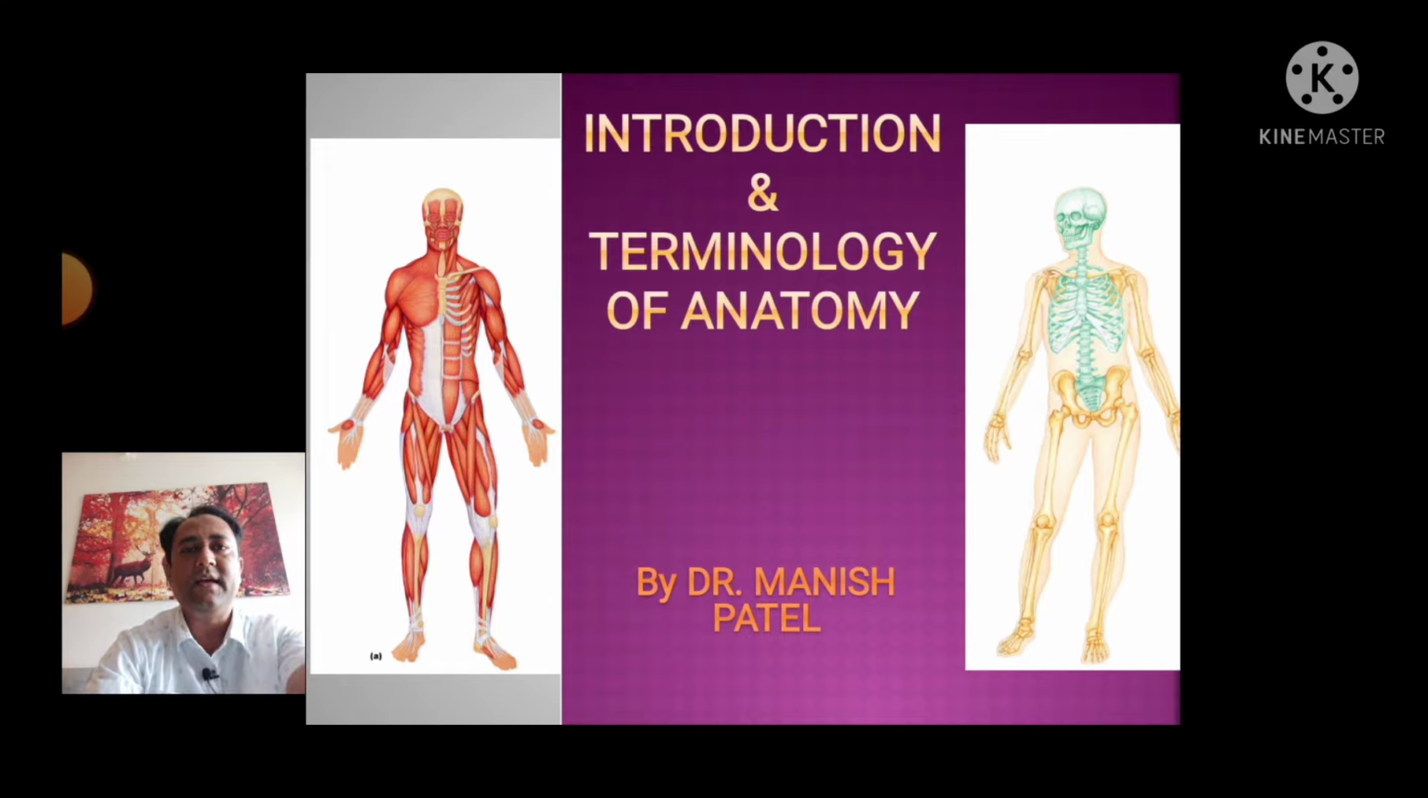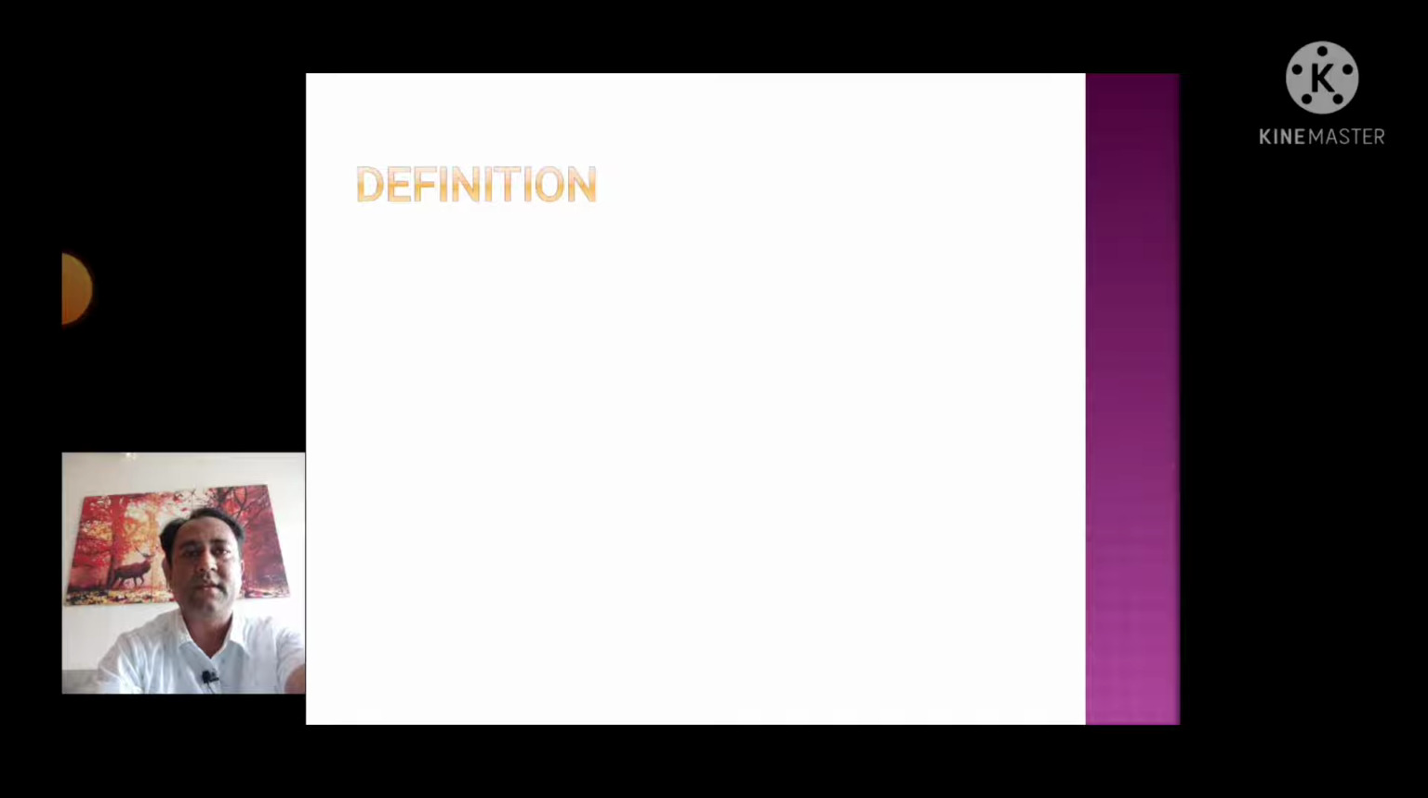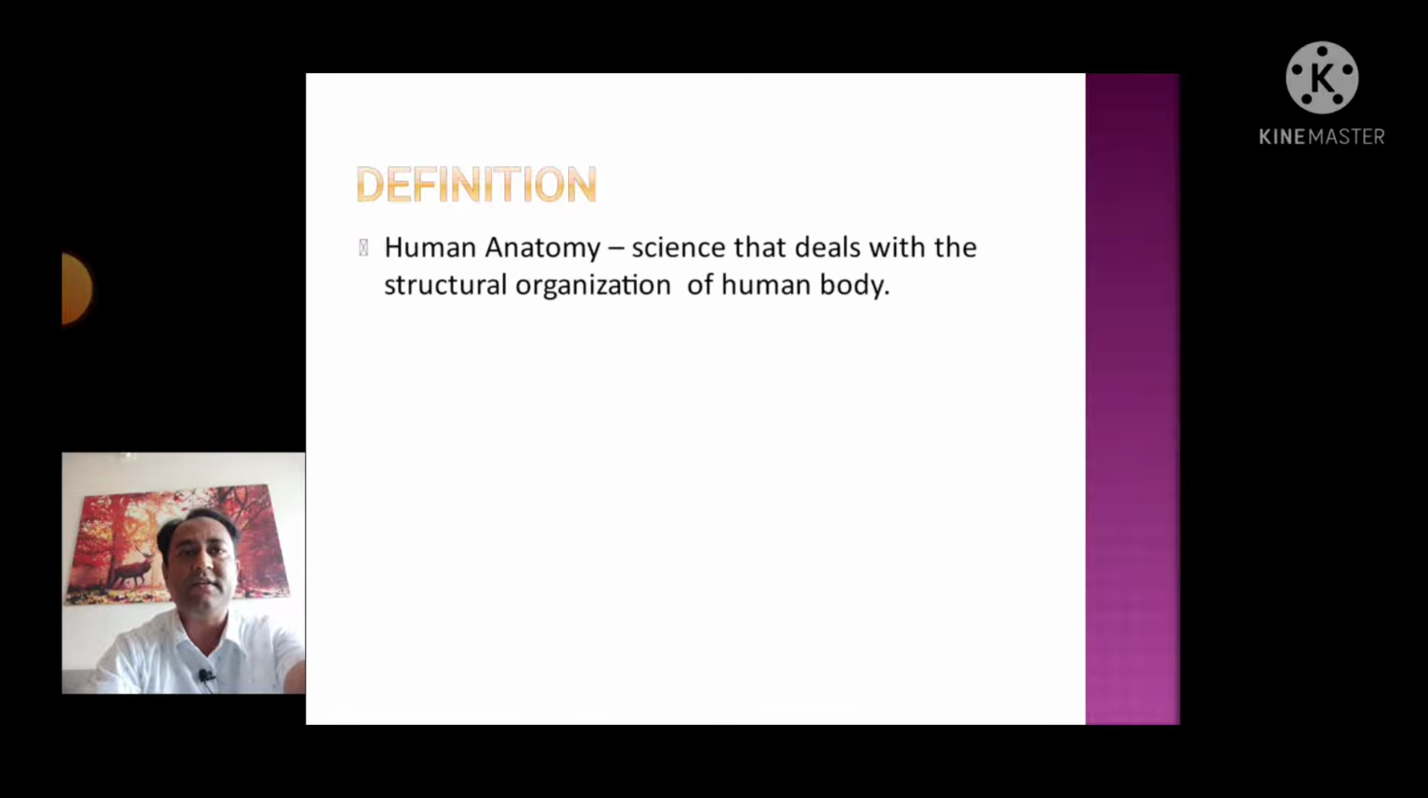First of all, definition of anatomy. The definition is very simple. It is the science that deals with the structural organization of human body, internal or external. It is the structure of the body and science that deals with that structural organization. Okay, so it's a very simple definition.